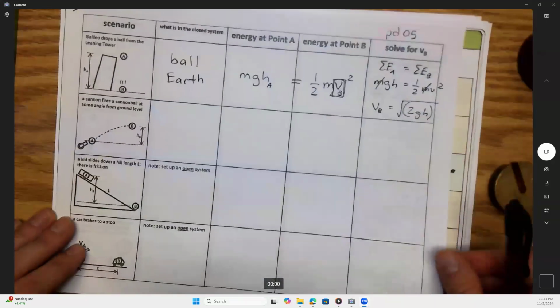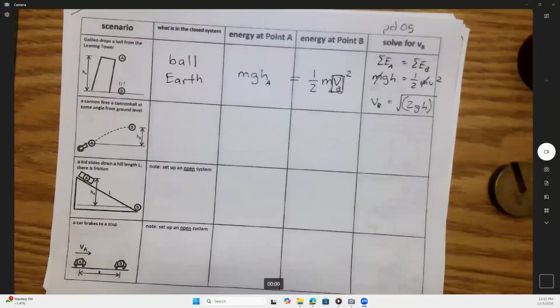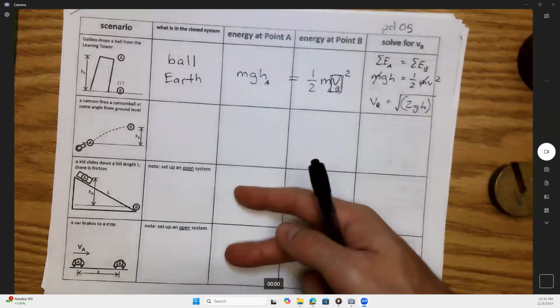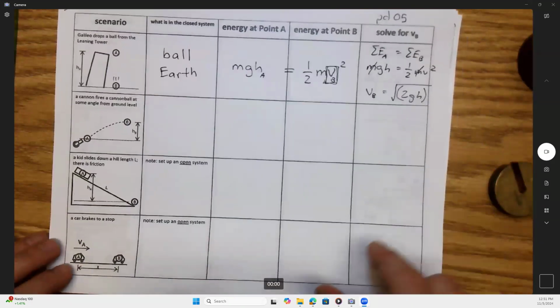Now, I told you guys there's only 2 examples in this whole packet that are open systems, and they're both on the front. They're both right here. You guys see open system, open system. These are a little bit different than the other ones. So I want to do one of these with you guys.